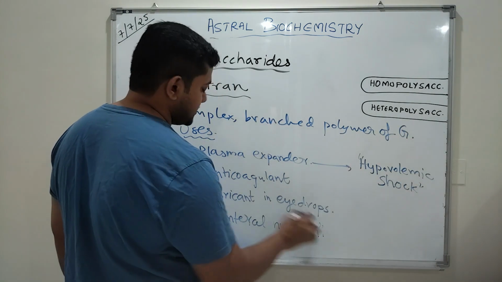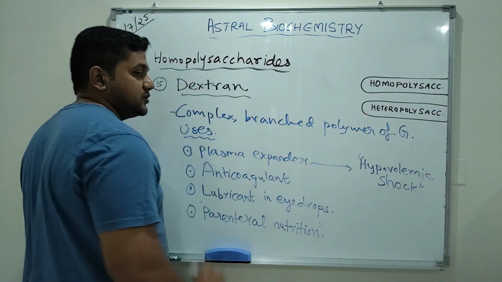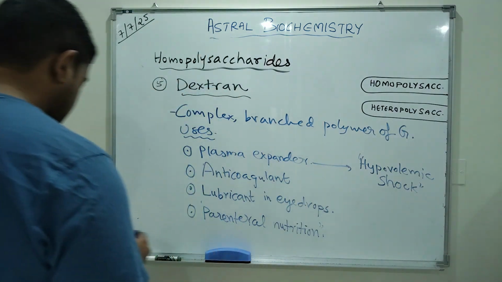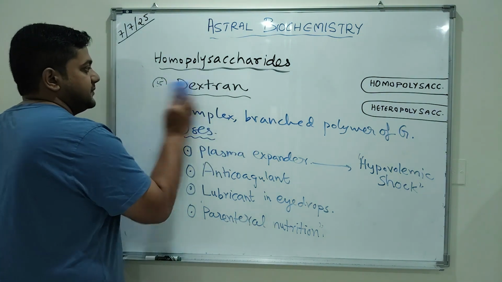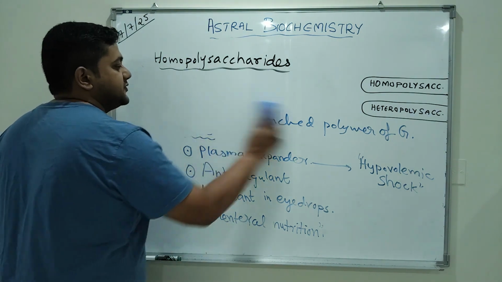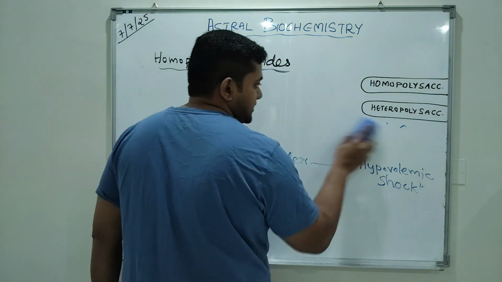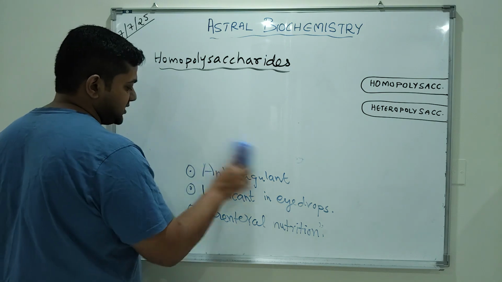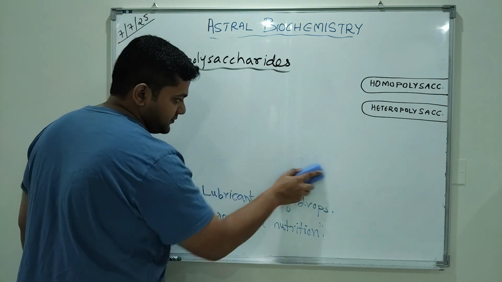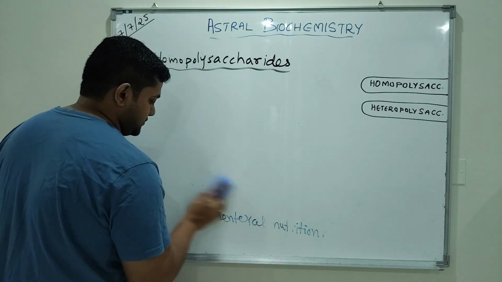So as a parenteral nutrition supplement also, we are using dextran. Okay. So these are the uses and the features of dextran. So don't confuse dextrin. Dextrin is a partially digested product of starch, whereas dextran is a complex branched polymer of glucose.